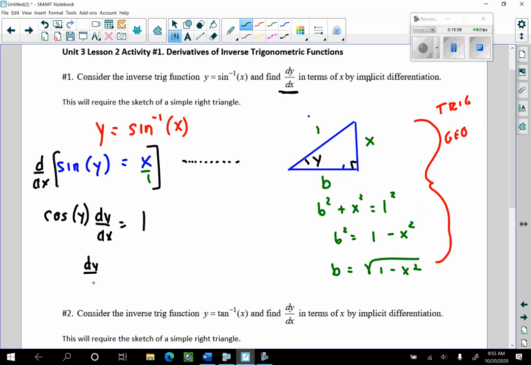So what is dy dx? dy dx is equal to 1 over cosine of y. Hello, neighbor. What is cosine of y? So this is going to be 1 over the square root of 1 minus x squared. And that's what dy dx is. If I have an inverse trig function, the derivative comes out to be algebraic.